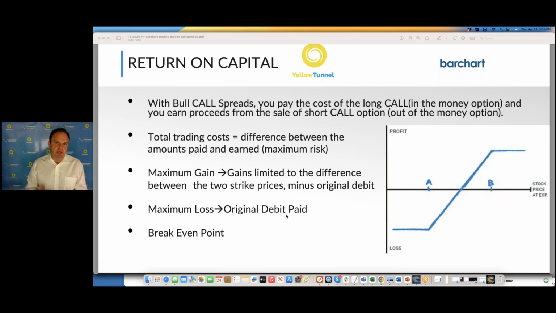You can express your bullish opinion, but if the trade is not moving in your direction, then the maximum you could lose is the debit that you have paid. And the maximum gain is the difference between the two strikes, point A and point B, minus the debit that you paid.